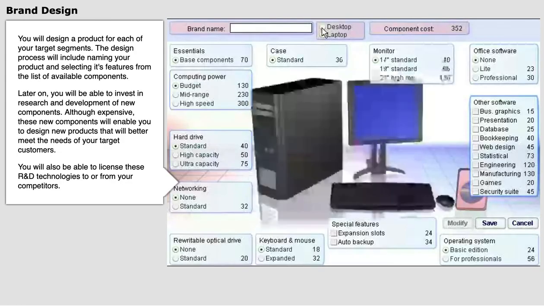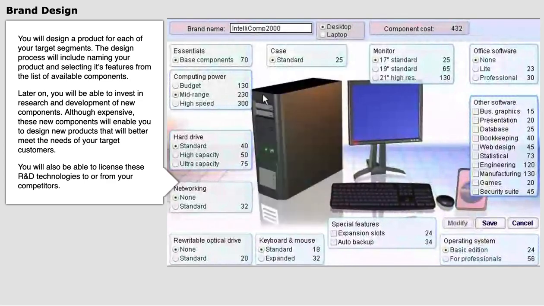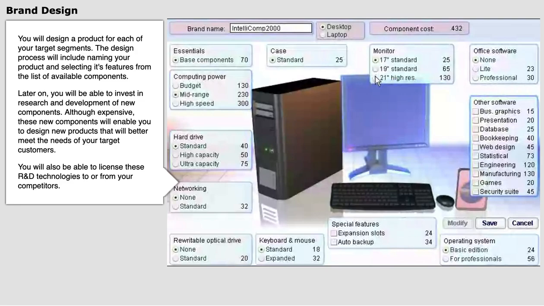You will design a product for each of your target segments. The design process will include naming your product and selecting its features from the list of available components. Later on, you will be able to invest in research and development of new components. Although expensive, these new components will enable you to design new products that will better meet the needs of your target customers. You will also be able to license these R&D technologies to or from your competitors.